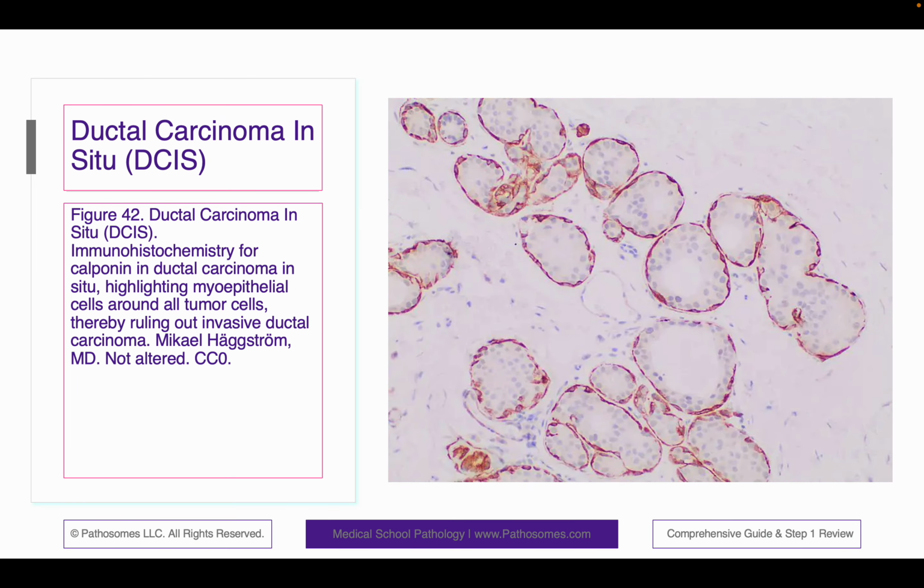Here we can see immunohistochemistry with calponin and ductal carcinoma in situ. And this calponin is highlighting myoepithelial cells around all tumor cells, thereby ruling out invasive ductal carcinoma.